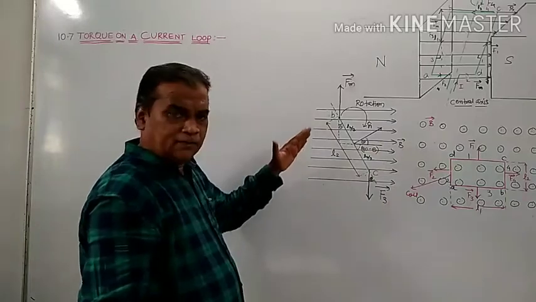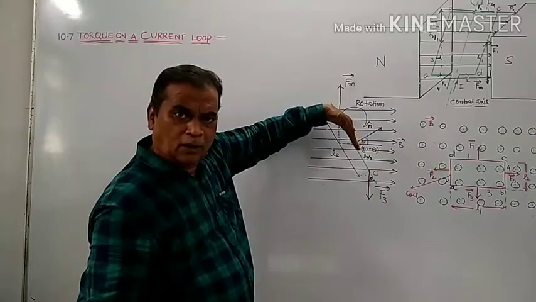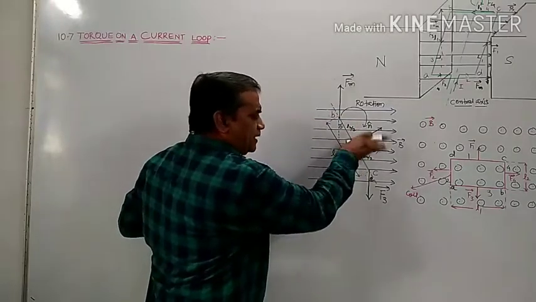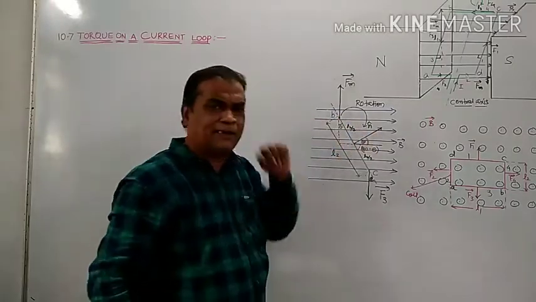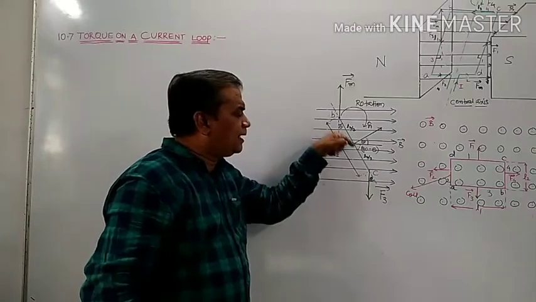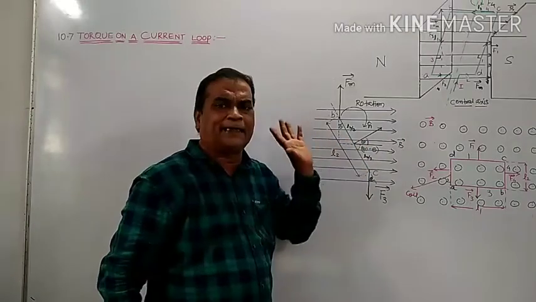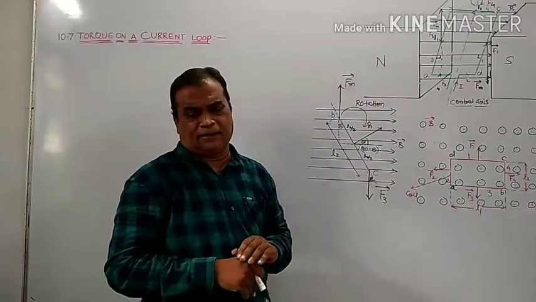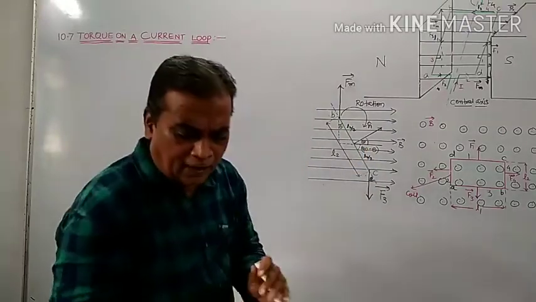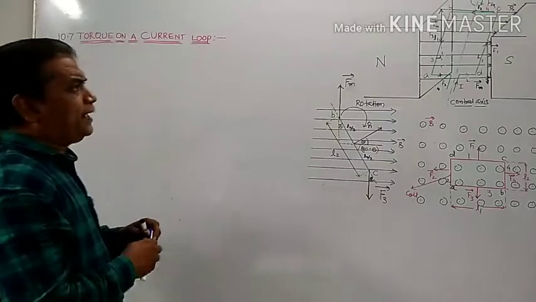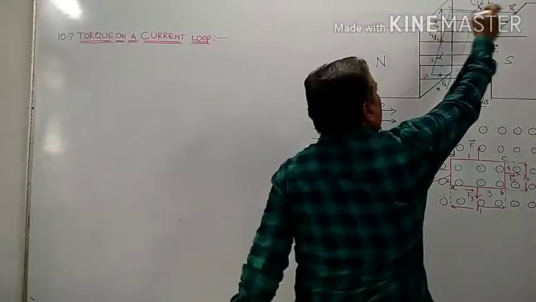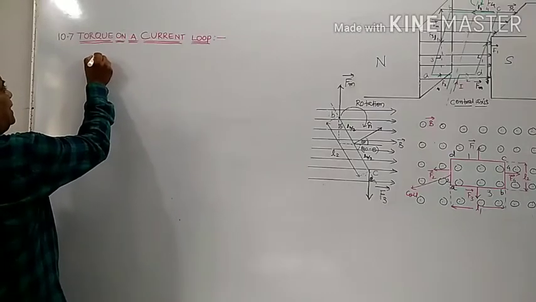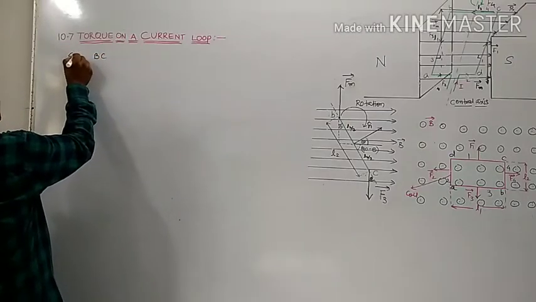So whenever the segment BC or loop is rotated through an angle theta, that means the normal to the segment BC is rotated through an angle theta, and the angle between the length of the coil and the direction of magnetic field is 90 minus theta. It is 90 minus theta.